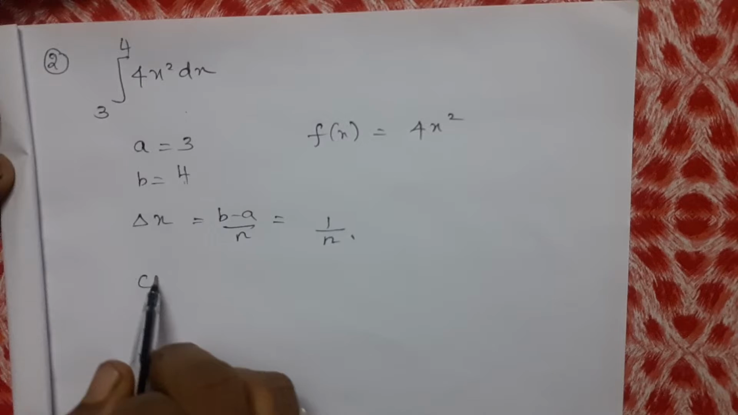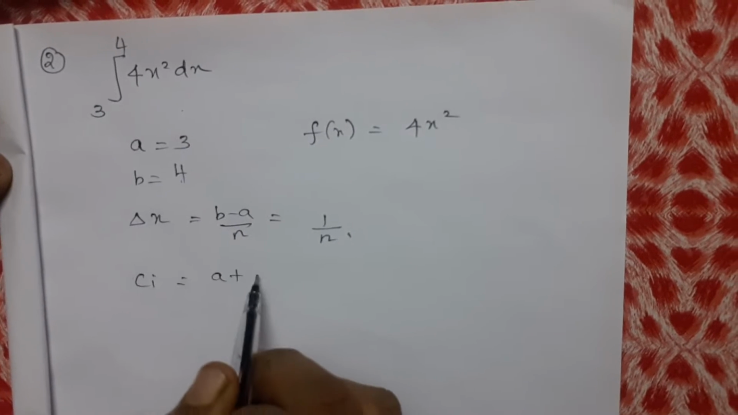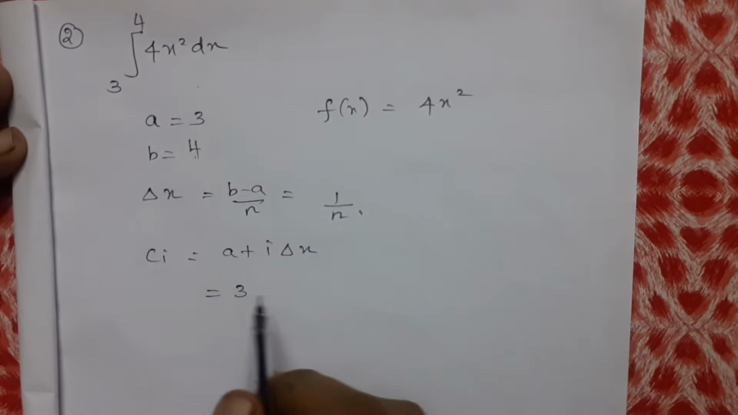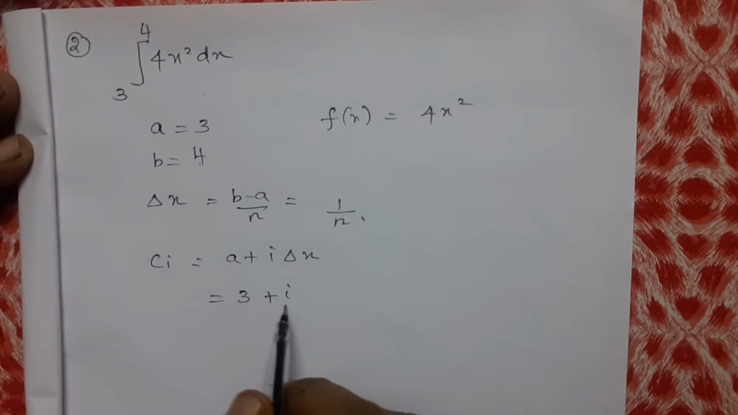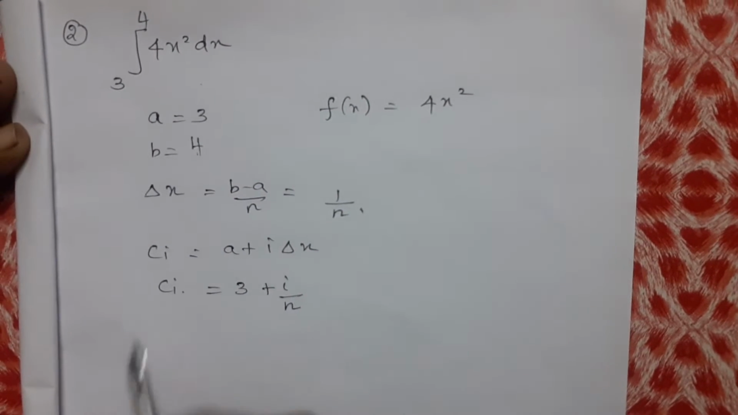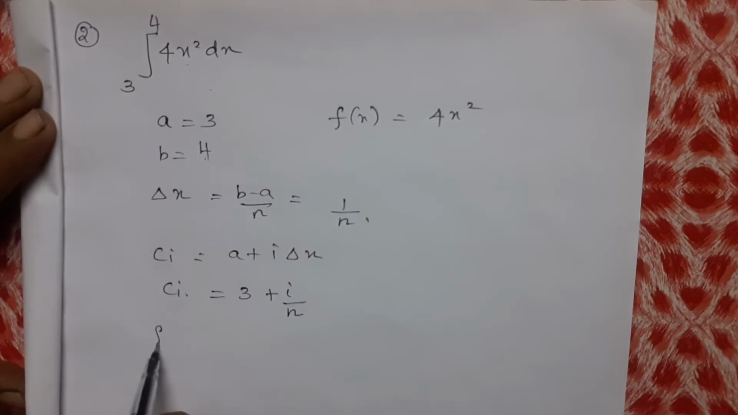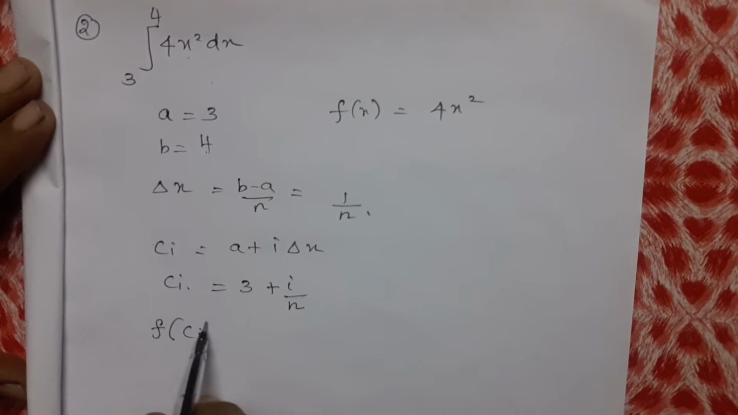And our ci is nothing but a plus i into del x, which is 3 plus i into 1 by n. This is our ci. And we know f of x is 4x square. So we calculate what is f of ci.